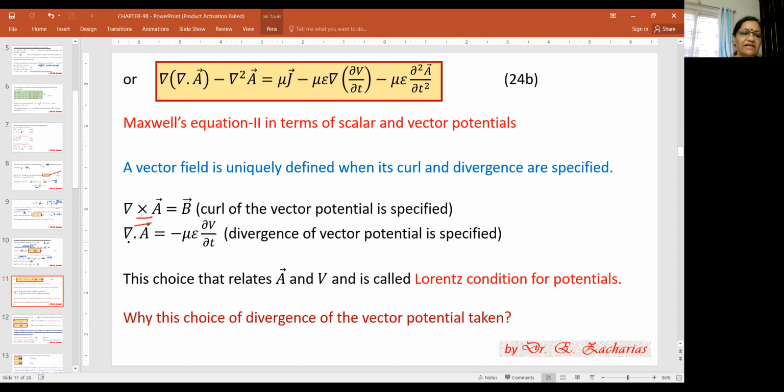So for the vector A, let us write the divergence. Del dot A, let us assume it is equal to minus mu epsilon dou V by dou T. So now we are specifying it in this form. Now you may wonder, why are we doing it this way? Specifying del dot A as minus mu epsilon dou V by dou T is called the Lorentz condition for potentials. And why we have taken the divergence of the vector potential this way will be explained once we go to the next slide.